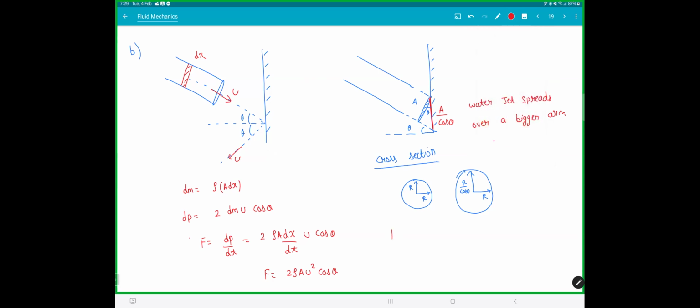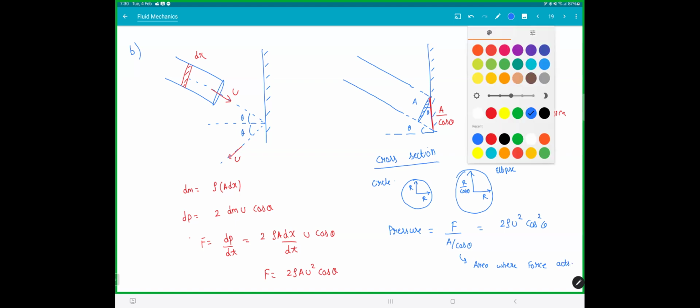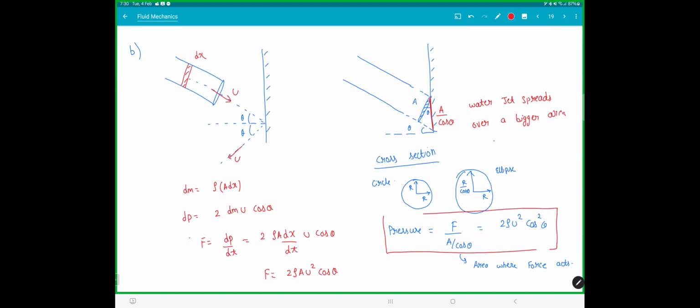So the pressure is force by area where the force is acting. It's not the area of cross section of the water jet. So pressure is force by A by cos theta, which is 2 rho u square cos square theta. You'll get cos square. This actually becomes an ellipse from circle. So this is the area where force acts. So A is not the area of cross section. Previous case it became, but it's not true every time. Clear?